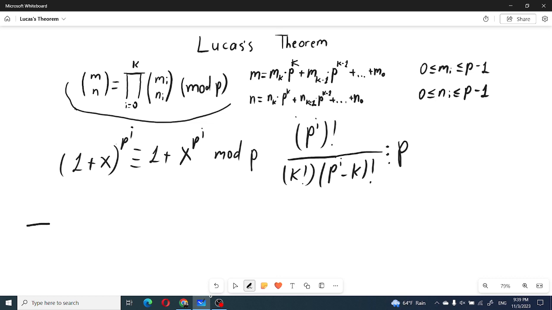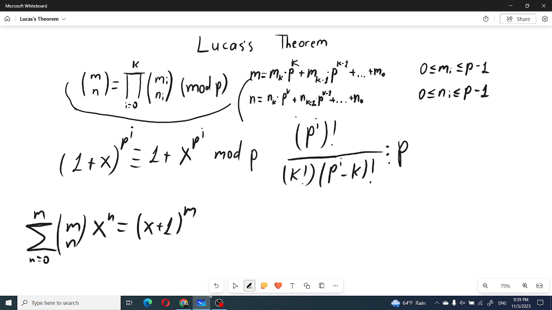Now let's write the generating function of m choose n, where n is from 0 to m, times x to the n. This clearly must be equal to (x plus 1) to the m. This is the binomial expression of this one. Now instead of m, we can write m_k p to the k plus m_(k minus 1) p to the (k minus 1) up to m_0. So this equals (1 plus x) to the power m_k p to the k plus up to m_0.